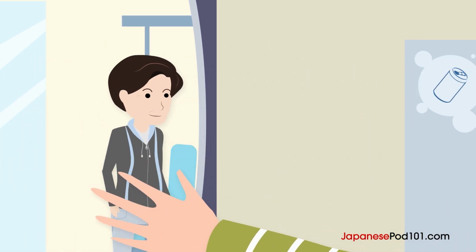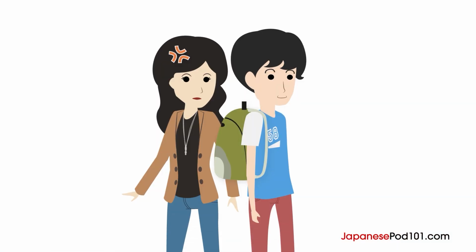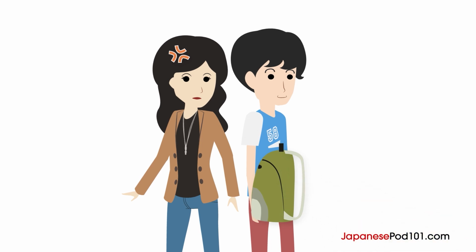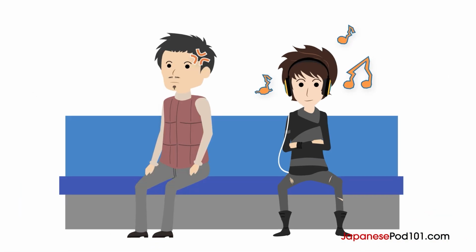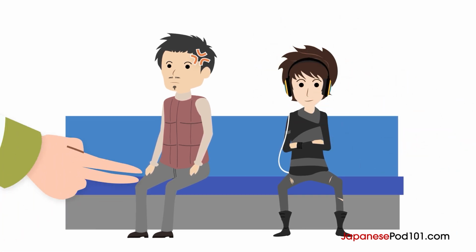There are a few more manners you might want to know about when you get on a crowded train. The first one is to hold your backpack in front of you so you can control it more easily. The next one is to be careful of your headphone volume. You don't want to bother other people around you with the noise from your headphones.